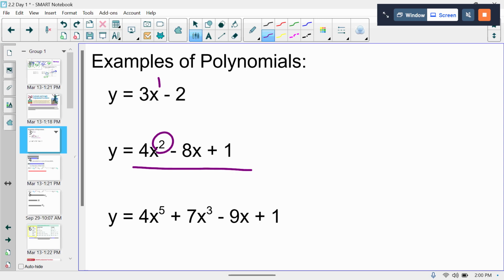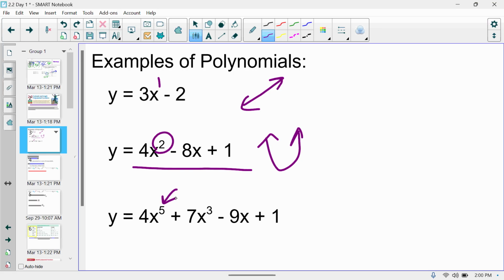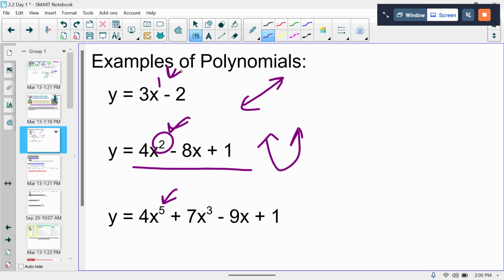And again, when it has an exponent of 1, it makes a linear shape. Exponent of 2 makes a parabola. If it has an exponent of 5 or 4 or 7, that's what polynomials are. Sometimes that exponent won't just be a 2 or a 1. It could be higher. Then you'll see that those make a certain type of shape, okay?